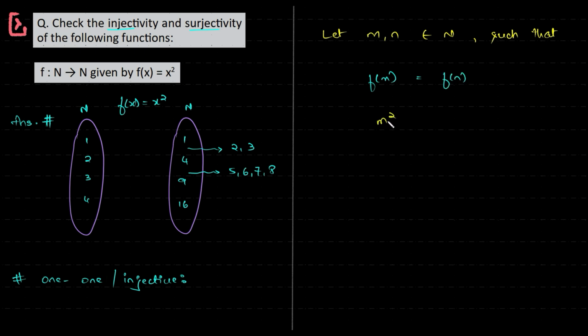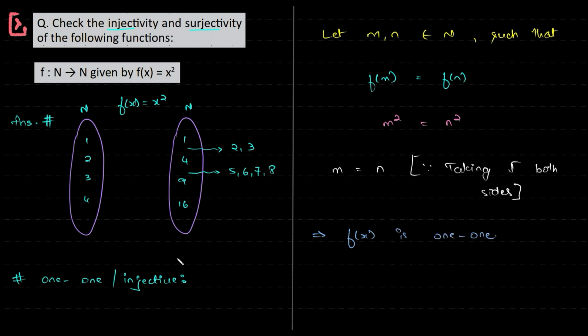That is m square, let me change the color, m square is equal to n square, right? Because f of m, obviously from f of x, we get it to be m square. And finally, by taking the root, I can tell m is equal to n, taking root both the sides. And all in all, we can tell that f of x is one-one, right? So this is your proof by contradiction proof.